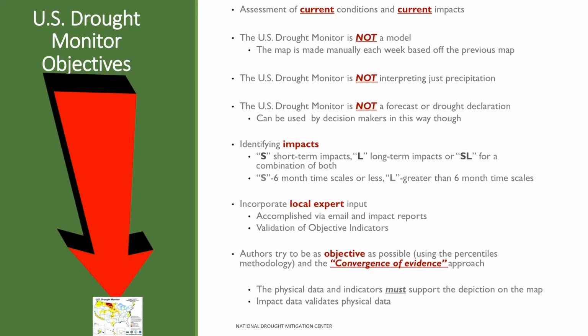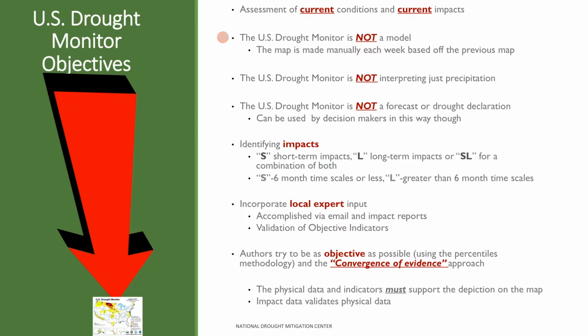So with the Drought Monitor, we do have some objectives that all the authors try to incorporate into their analysis. I'm just going to go through these real quick. Assessment of current conditions and current impacts. We're not projecting this out forward. We're not doing a forecast with this. It's showing, at this point in time, a snapshot of drought across the country. The Drought Monitor is not a model.